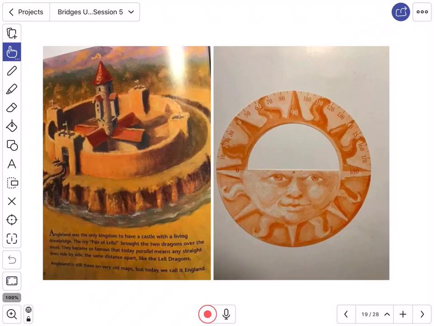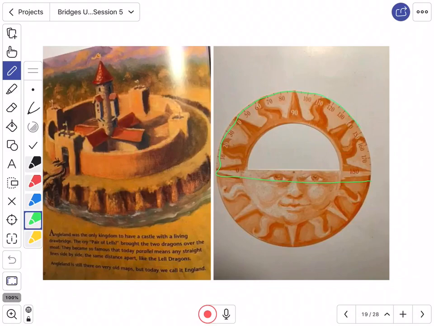The crowd cheered, and Radius rose to greet them. Angleland was the only kingdom to have a castle with a living drawbridge. The cry, Pair of Lels, brought the 2 dragons over the moat, and they became so famous that today parallel means any straight line side by side, the same distance apart, like the Lel dragons. Angleland is still there on very old maps, but today we call it England.